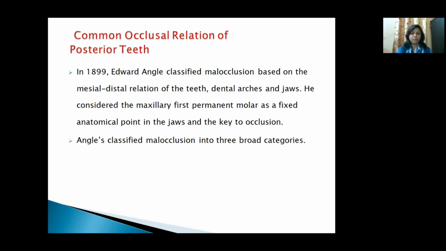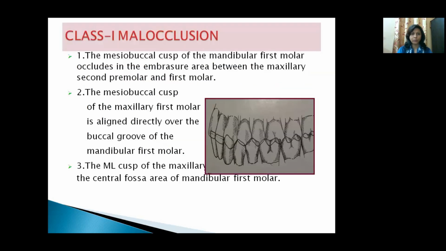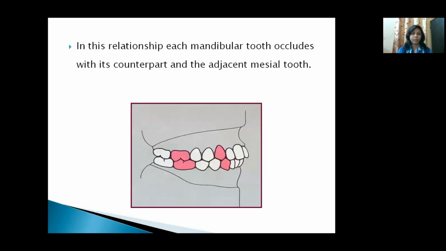Coming to the common occlusal relationships of the posterior teeth, Angle described the classification into three broad categories: Class 1, 2, and 3. In Class 1, as already spoken about, the mesiobuccal cusp of the mandibular first molar occludes in the embrasure area between the maxillary second premolar and the first molar, and the mesiobuccal cusp of the maxillary first molar aligns directly over the buccal groove of the mandibular first molar, and the mesiolingual cusp of the maxillary first molar lies in the central fossa of the mandibular first molar. So this all will constitute the Class 1 molar relationship.